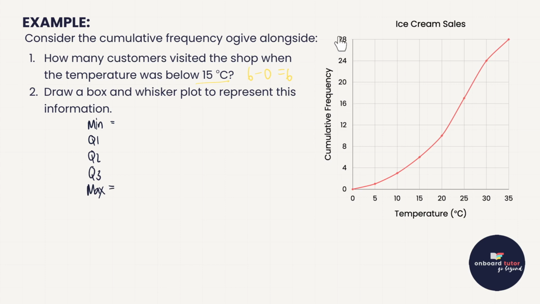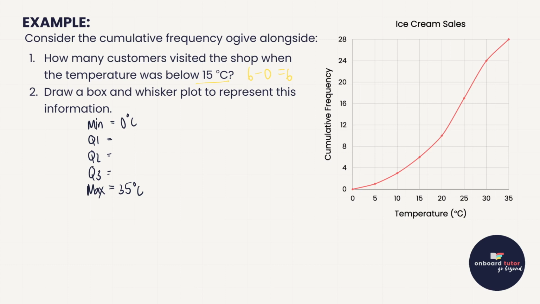This axis here is cumulative frequency, so that's not going to tell me minimum or maximum. This axis here is the actual value we're working with. So degrees Celsius, our minimum is 0, our maximum is 35. So we can fill those in. And now we want to work out the quartiles using this ogive. So this is a great question.